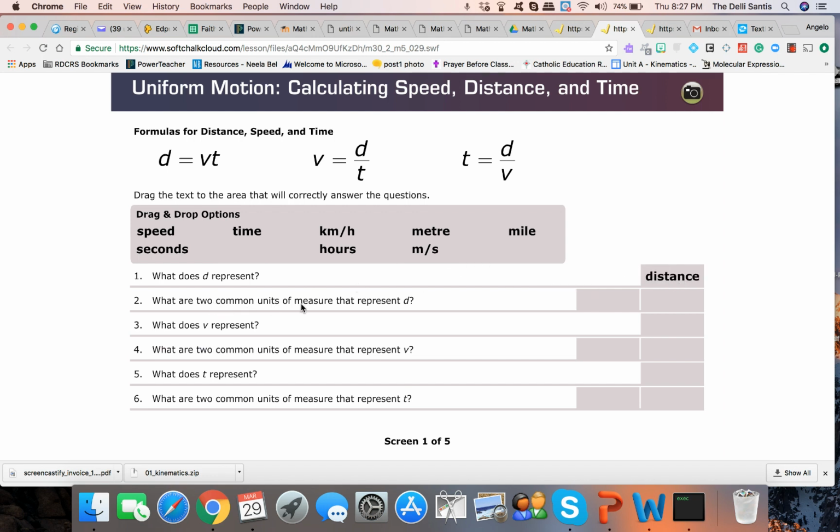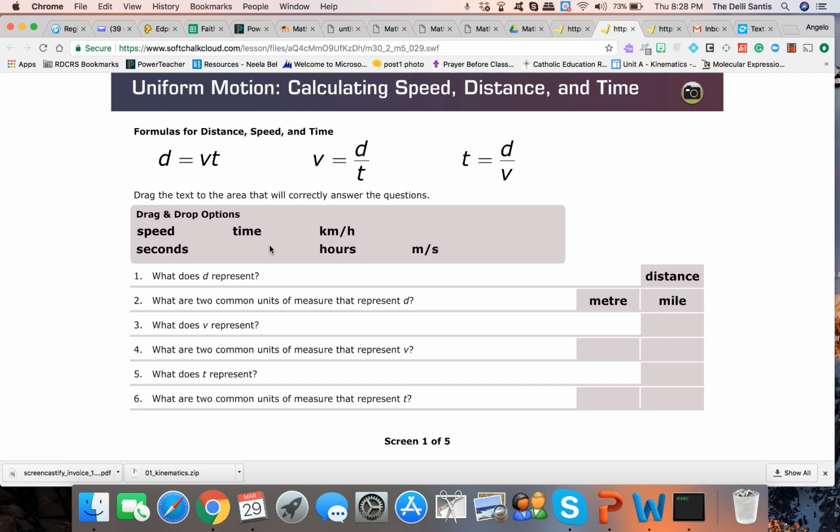What are the two common units of measure that represent distance? Well, usually we say meters per second or kilometers per hour. Oh, distance, those are for velocity. So, meters, and that's what Canadians and the rest of the world use, and miles tend to be used in the US and UK.